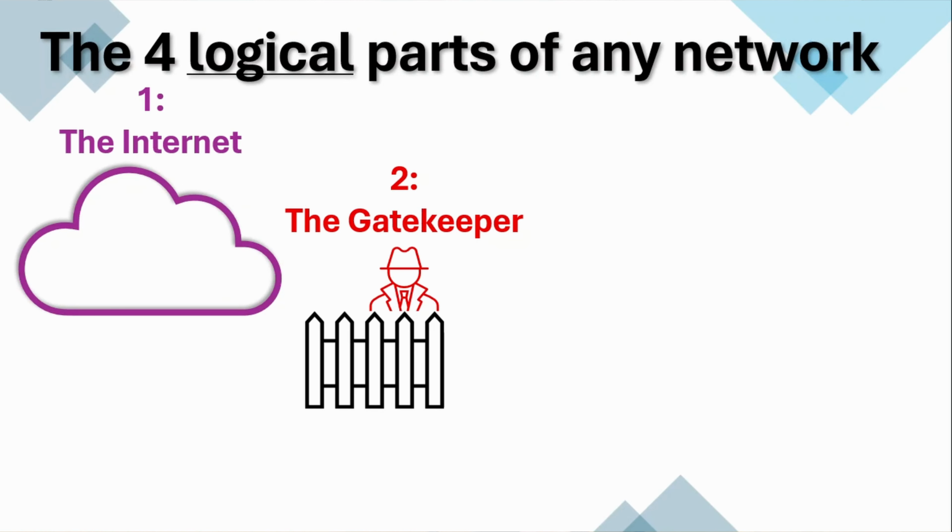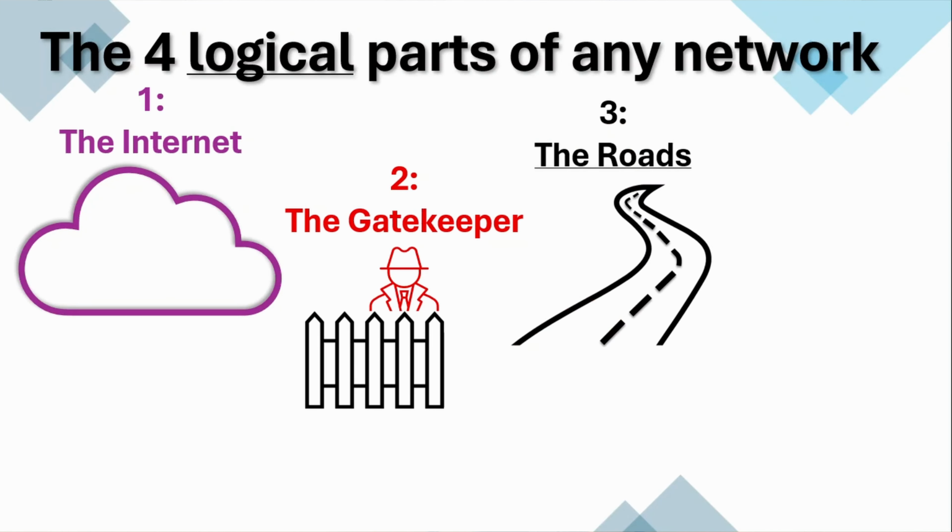Second, the gatekeeper. This is typically where your home network begins. It decides what goes out, what comes in, and which devices are allowed to talk to what. Physically, it's inside your house. Logically, it's the border between outside and inside.